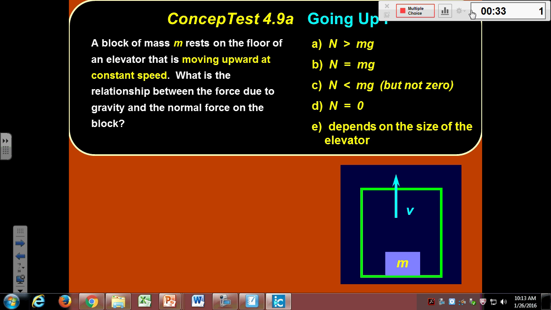Think about my force diagram. What are the forces acting on it? I only have a couple of forces. What is the acceleration? Is it 0 or not 0? What is the net force, which is related to the acceleration? And then, how do those two forces, the weight and the normal force, compare?